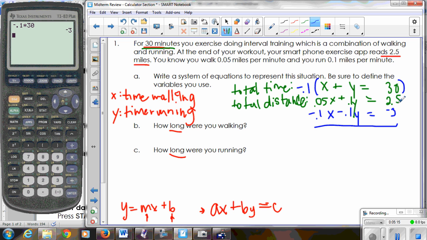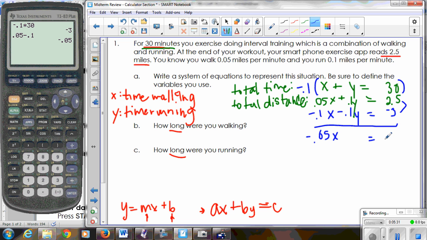And so now I'm just going to combine those two equations. So if I have 0.05 minus 0.1, we have negative 0.05x. My y's are going to cancel, and then 2.5 minus 3 leaves me with negative 0.5. And now all I need to do is divide by negative 0.05.